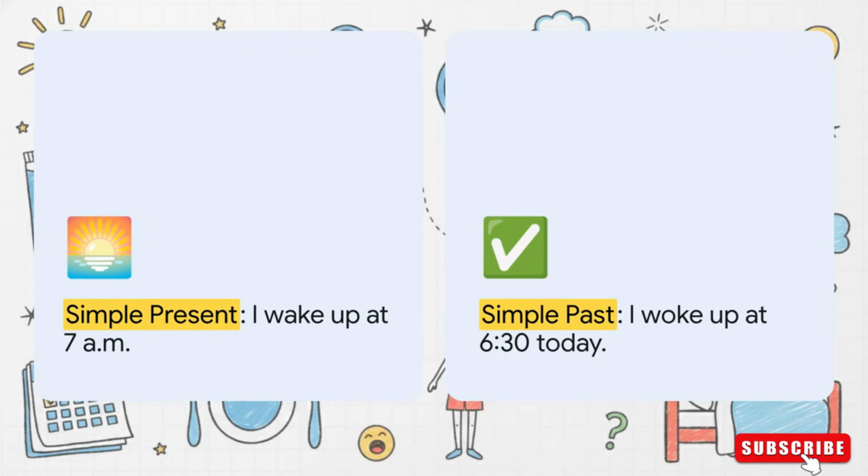And here's the magic. Your sequence words work perfectly with this shift. Instead of just making a general statement, you are suddenly moving past tense actions along a concrete timeline. First, I woke up at 6:30. Then, I ate a quick breakfast. You're actively pulling the listener into what happened today rather than what just happens every day.